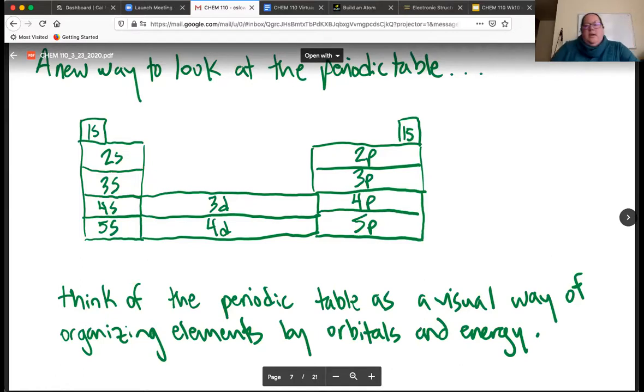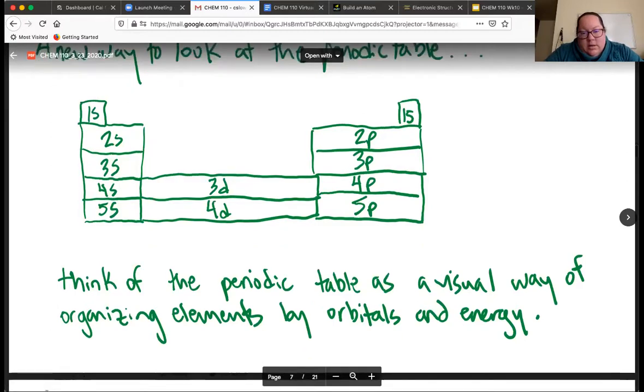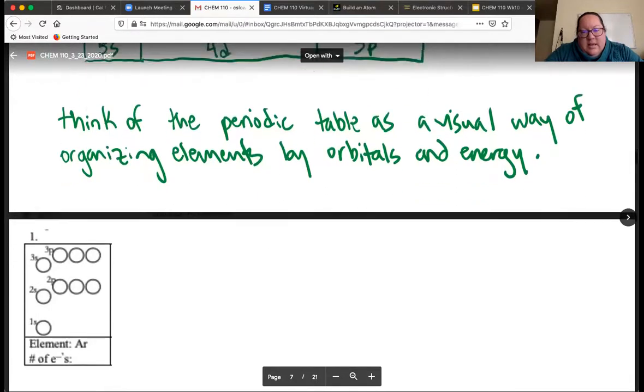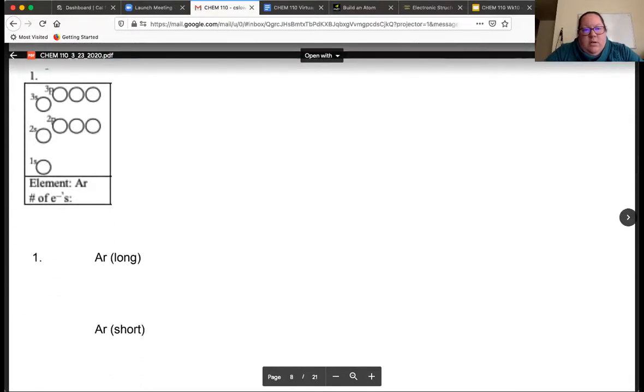Cool. All right. So if I'm thinking then about how we take this information in terms of our new way of looking at the periodic table, we're going to start to think about how we write electron configurations. So one of the resources that we're going to use to do that is a PDF that was in the email from me.